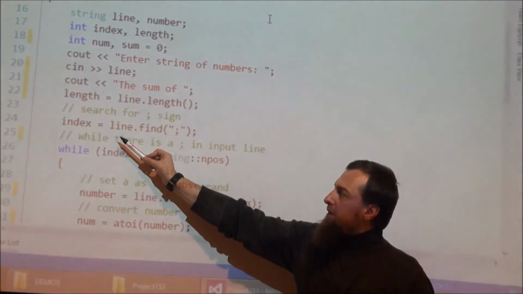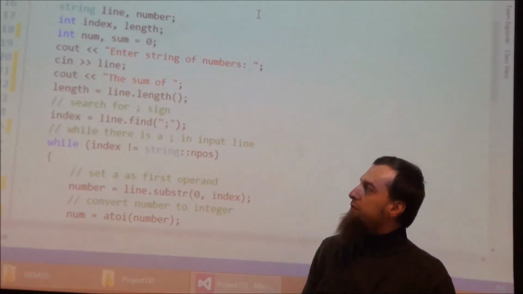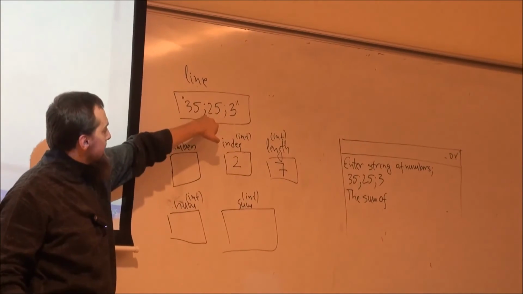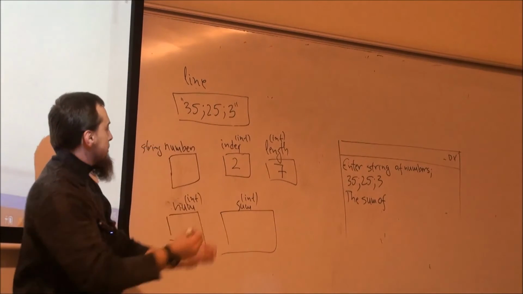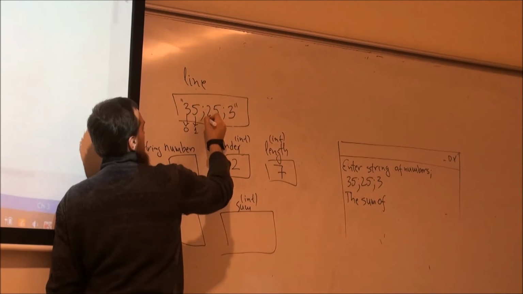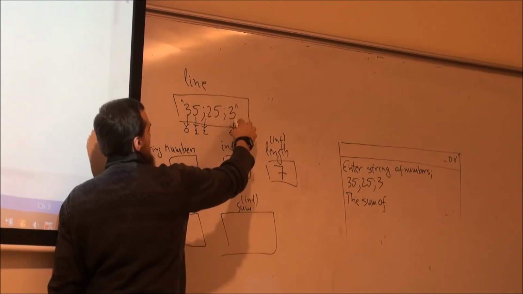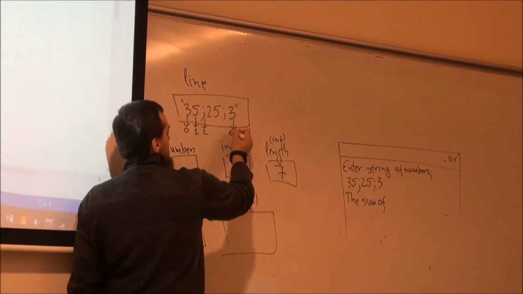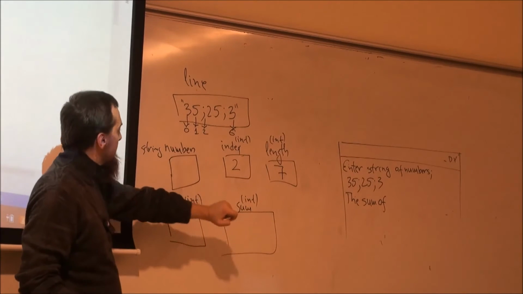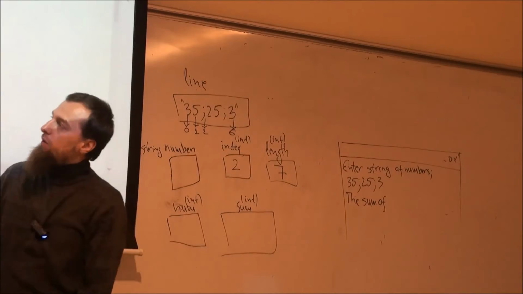Now we want to find the index of the occurrence of the semicolon. So index is equal to line.find. So line is this value. Find: what's the index? It is 2, because we always start from 0. This is 0, this is 1, this is 2. This is 6. Yes, the length is 7, but since we start counting from 0, this guy is 6. So where does the semicolon occur? At index 2. Very nice.